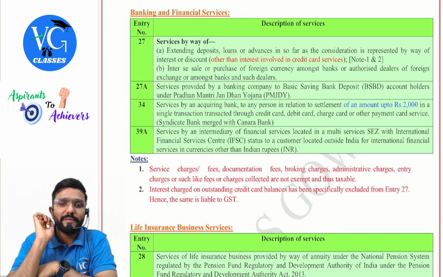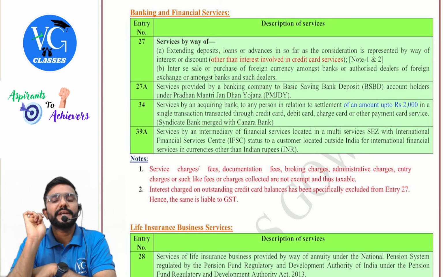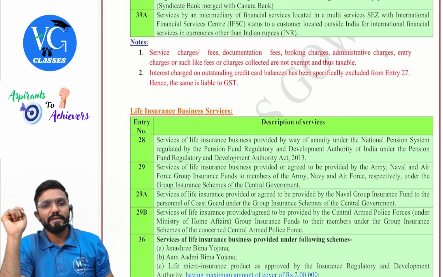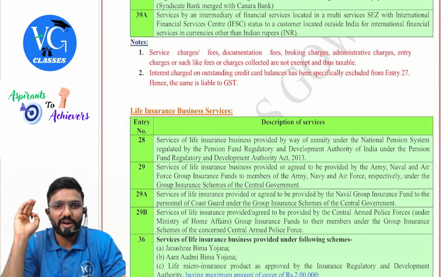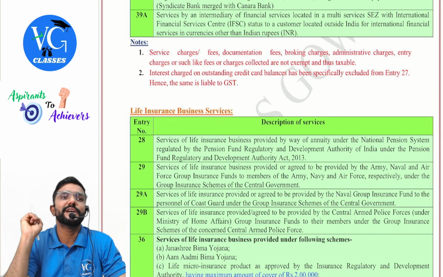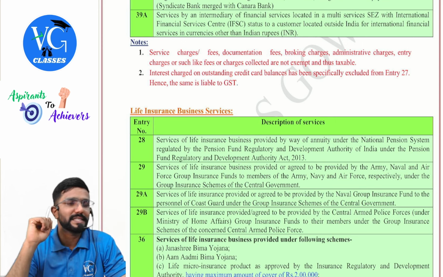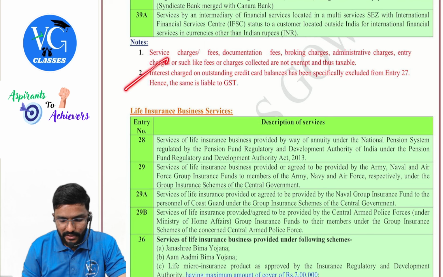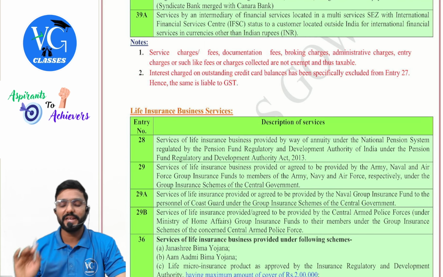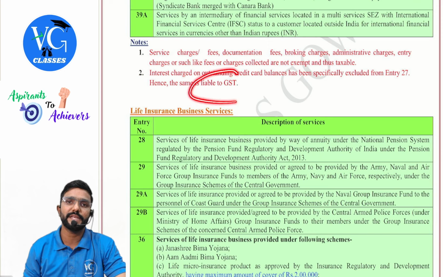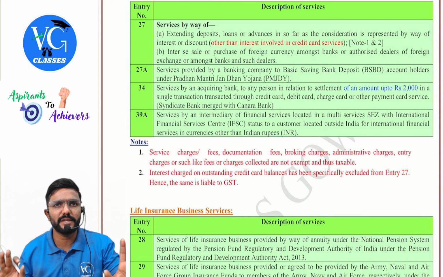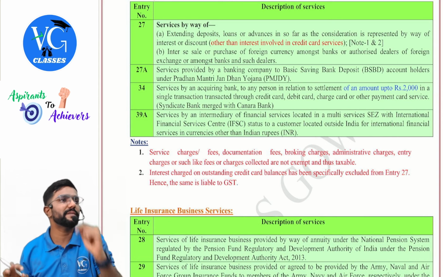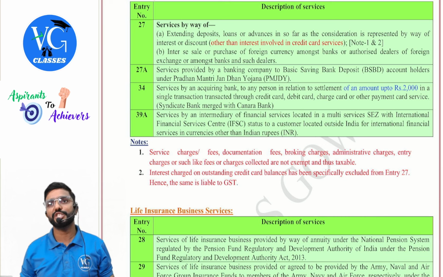But exemption is not available for interest involved in credit card services, guys. So you can see I have given a note for it. Service charges, fees, documentation fees, broking charges, administrative charges, entry charges, or such like fees or charges collected are not exempt and thus taxable, guys. Next, interest charged on the outstanding credit card balance has been specifically excluded from entry 27. That means it is taxable. Yes. Please be careful. Sir, banks provide many services, and all services are not exempt. Only extending loan or advance in return for which interest or discount is charged is exempt, guys.